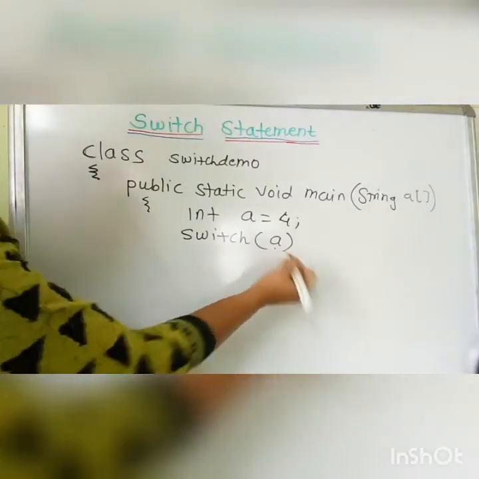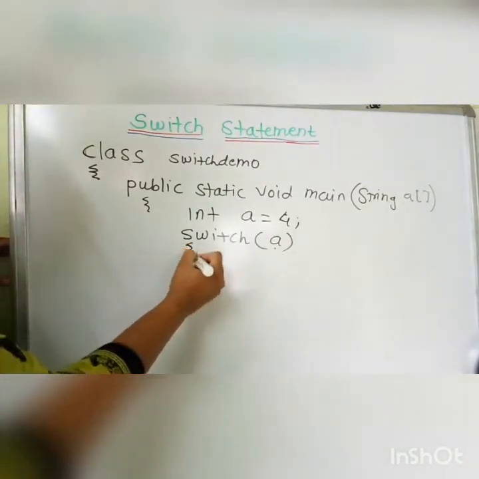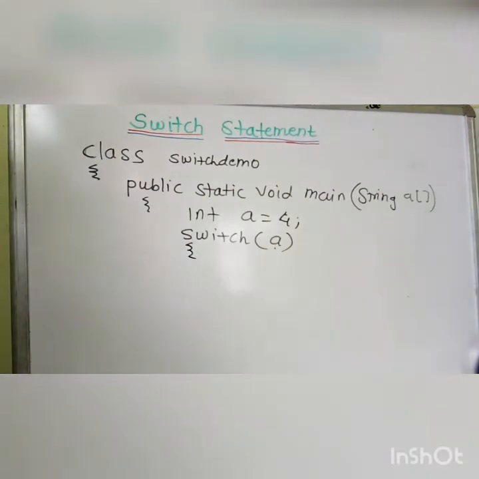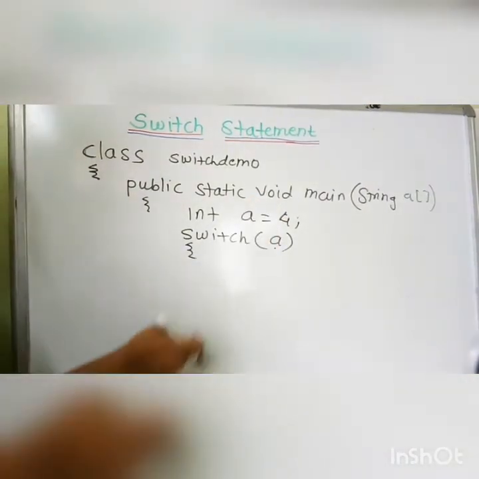Here, this a will be matched with the case statements. When we have to display the season for a number, if the number is 1, 2, 3, then it is summer. If the number is 4, 5, 6, spring. If it is the 7th, 8th, 9th month, it will be autumn. And if it is 10, 11, 12, then it is winter. So these are all the logical statements. But we do not know which number will come or which case it will match.